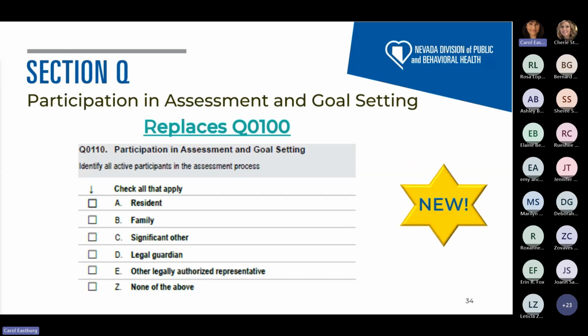Okay, in this new version, item Q0100 has been replaced with Q0110. As you can see, there are 6 options, including Z, none of the above. The instructions are to identify all who actively participated in the assessment process by putting a check in the box next to each appropriate option. If no one, including the resident, participated in the assessment and goal-setting activity, check Z, none of the above.